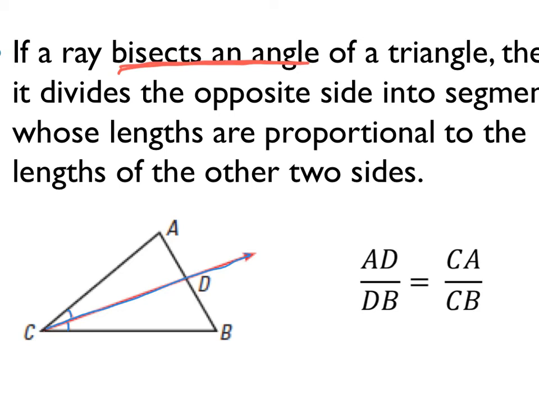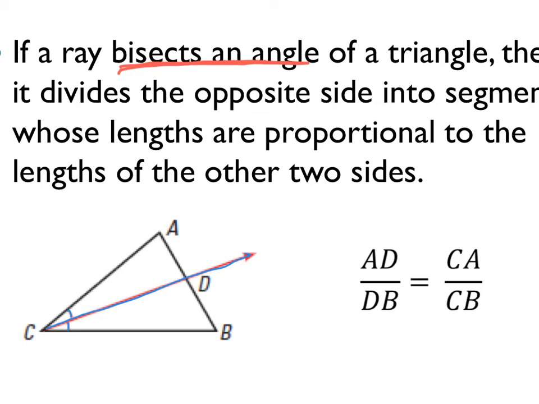If a ray bisects an angle of a triangle, then it divides the opposite side into segments whose lengths are proportional to the lengths of the other two sides. Okay, well, didn't the angle bisector theorem say that like A and B and D and B would be perpendicular? I mean, not perpendicular, congruent. You're talking about perpendicular bisectors. Oh, okay. So we can't look at an angle bisector.